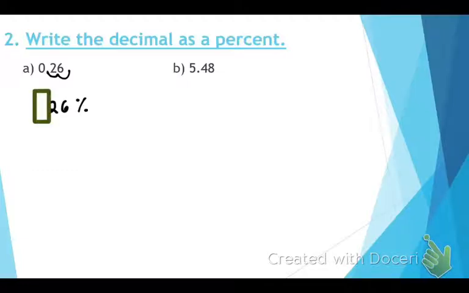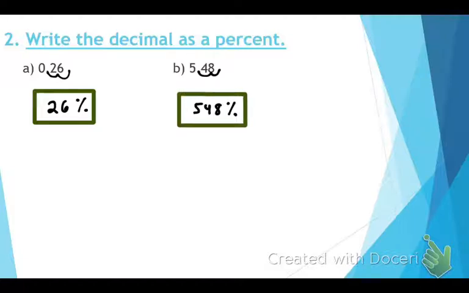Madison, how about the next one? What would 5.48 be as a percent? 548%. You are correct, 548%. How many of you would say you remember doing this, and if that was all the quiz was over, you would ace it? Yeah. Fantastic. All right, let's move on to the next one.